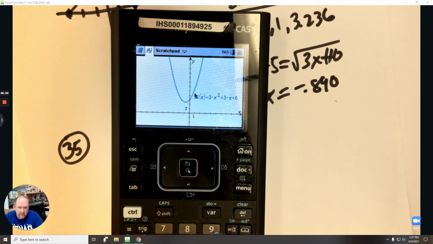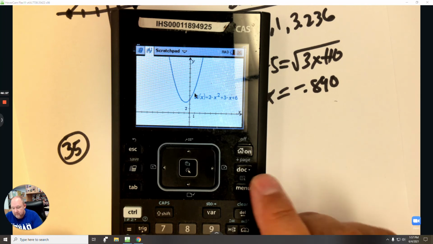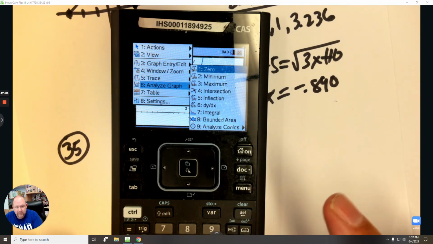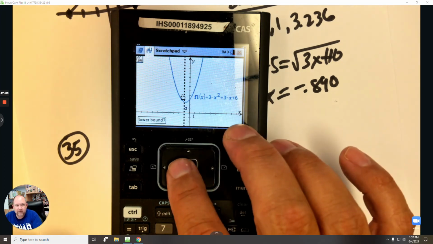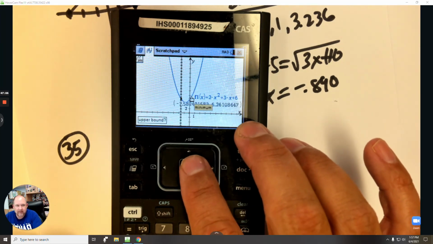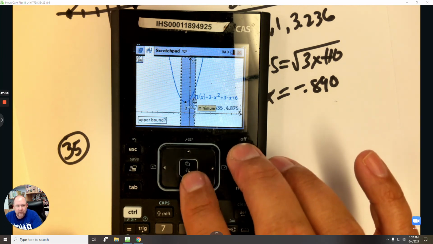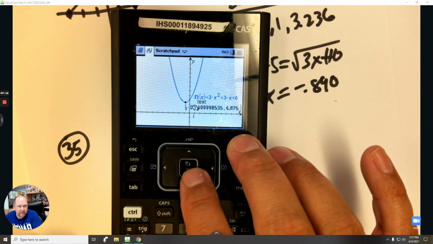So do you see the vertex? That's all we need for the domain and range. So the domain is all real numbers, but I need that vertex for the range. So I'm going to press Menu. I'm going to analyze it. I'm going to find the minimum. That's 2. So I'm going to move it to the left, and I'm going to move it to the right. I'm just looking for the x value of the minimum. So actually, I'm looking for the y value of the minimum.